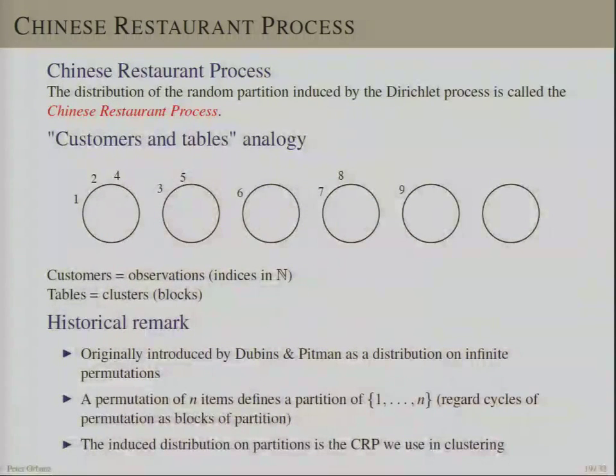I would quickly like to add a historical remark here. Originally this Chinese restaurant process was not introduced as a distribution on partitions, but on random permutations. And Dubins and Pitman describe something like this, where they insert points on these tables here to generate a random permutation.